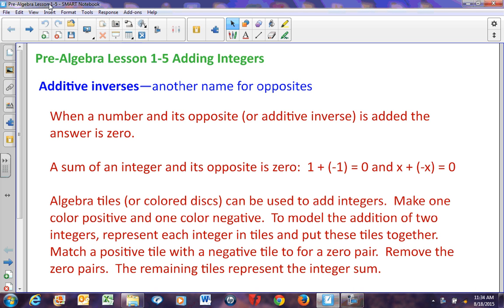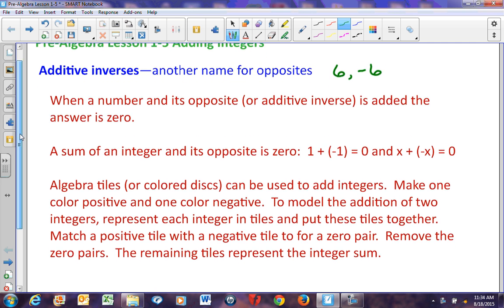This is pre-algebra lesson 1-5, adding integers. Additive inverses, it's a fancy name for opposites. 6 and negative 6 are additive inverses of each other. Okay, 4 and negative 4, negative 12 and 12, etc. When a number and its opposite or additive inverse is added, the answer is always 0. So the sum of an integer and its opposite is 0. 1 plus negative 1 equals 0, which means x plus negative x equals 0.